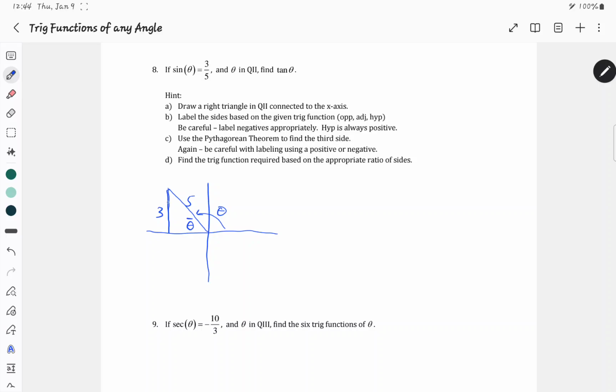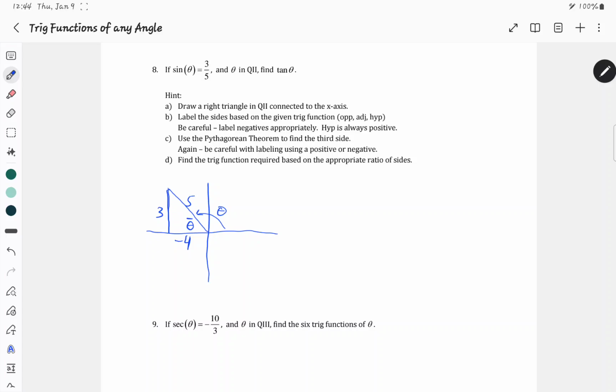If it's a nice one like this, where 3 on a leg, 5 on the hypotenuse will be a 3, 4, 5 triangle. You can do that. But with this one, we do know that the side going to the left will be negative because x's are negative in quadrant 2 and 3. So we want to make sure that side gets labeled as negative. After that, you can find any trig function that you want because you have all three sides of the triangle.